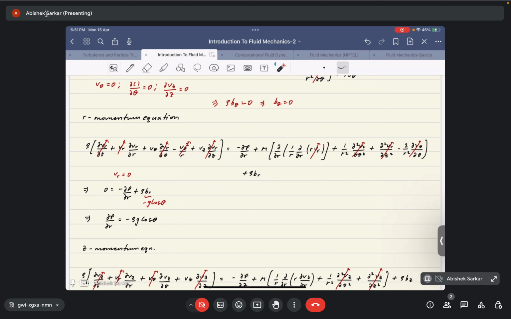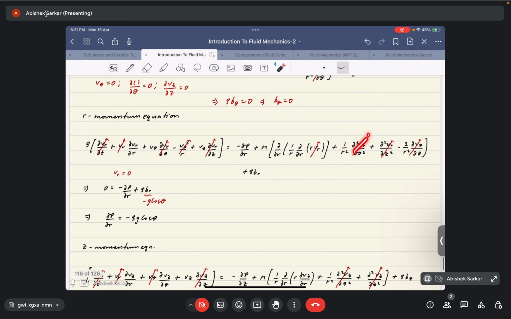Then again vr is 0, so this term will go out. We have vr is 0, this term will go out. Again this term will go out. Then again v theta is 0, so this term will go out. So the only thing we are left with in this equation is minus dou p by dou r plus rho br equal to 0.